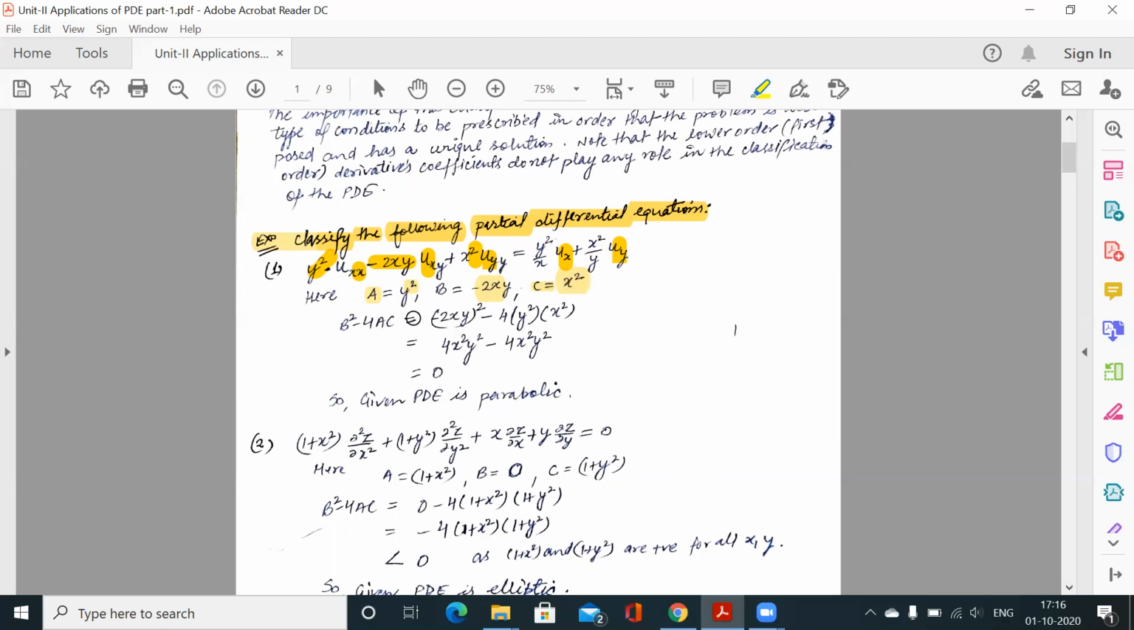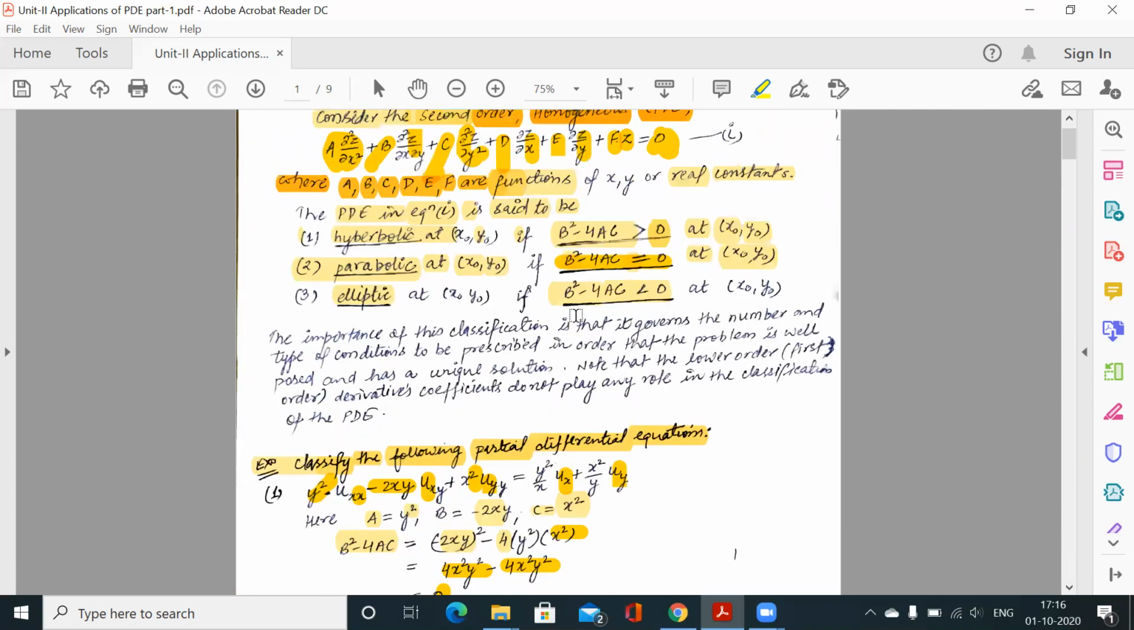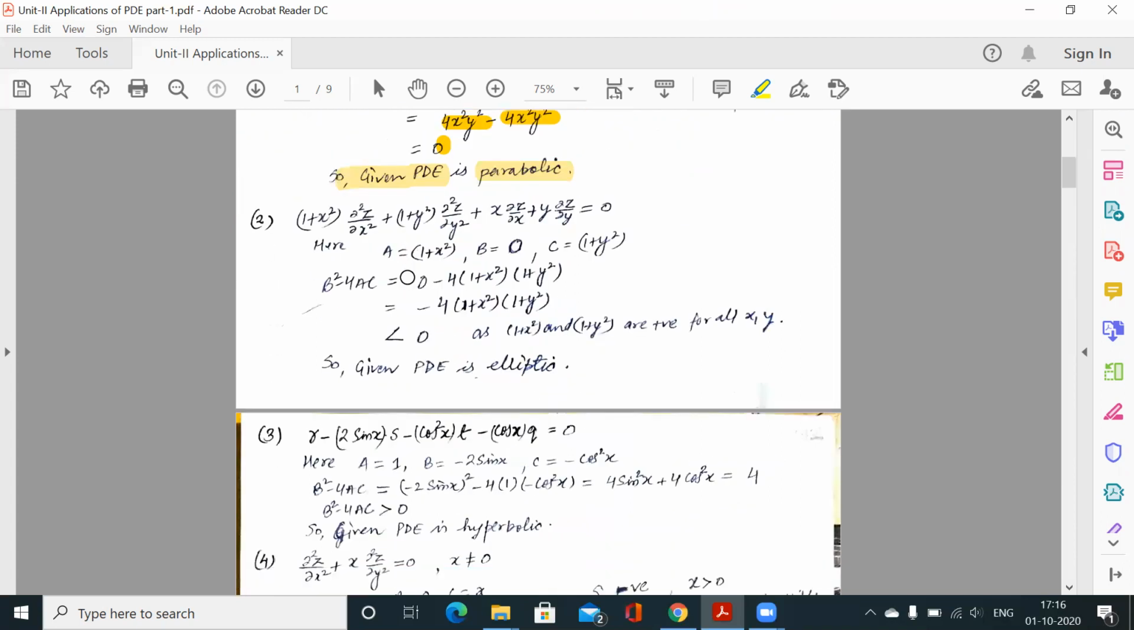So based on these coefficients, we have to calculate b square minus 4ac. So what is b? Minus 2xy. So minus 2xy whole square is 4x square y square. Next, minus 4 into a is what? Y square, and c is what? X square. So minus 4x square y square. So clearly this is 0. So we are getting b square minus 4ac as 0. So the given PDE is parabolic. Clear? If it is 0, then the equation is parabolic.